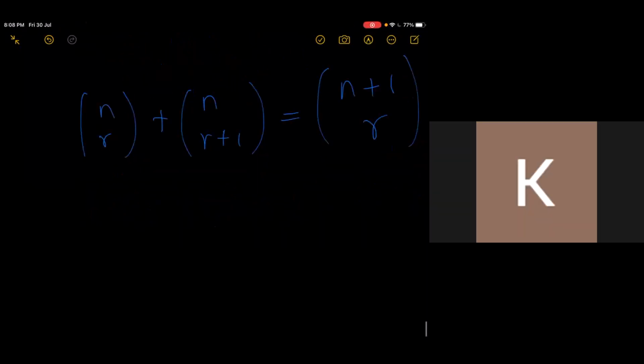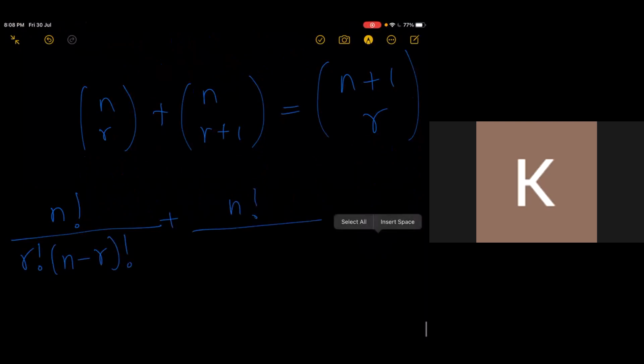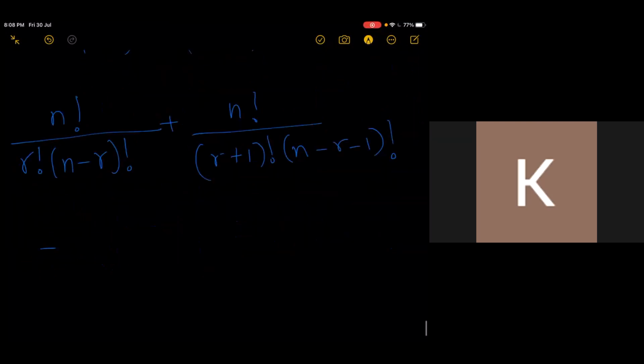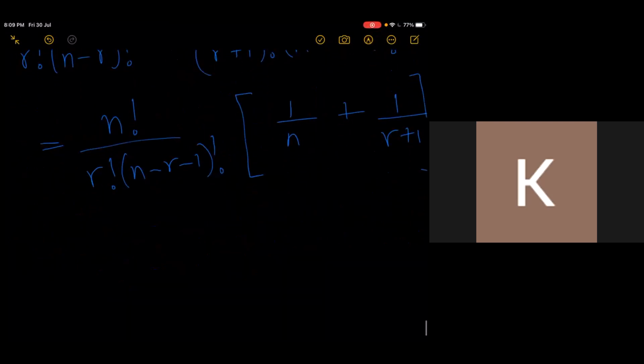It's r plus 1. Okay, wait, let me see. n factorial by r factorial (n minus r) factorial plus n factorial by (r plus 1) factorial (n minus r minus 1) factorial. This thing equals n factorial by r factorial (n minus r minus 1) factorial. If I take common, I will get 1 by (n minus r) plus 1 by (r plus 1). This is what I will get, na? Please check my calculations.